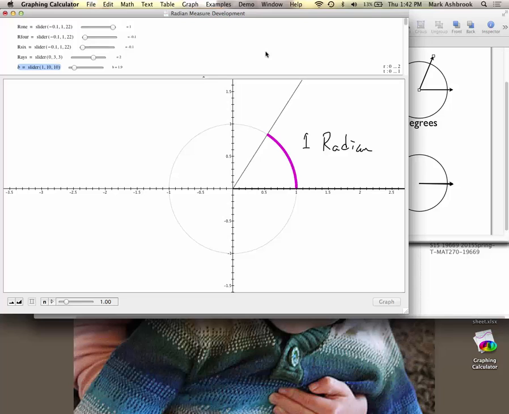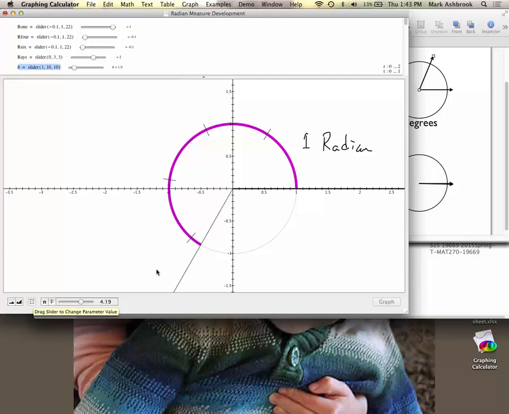Okay, so that's 1 radian. And then we said, here is 2 radius lengths. What's the openness of that angle? 2 radians. Okay, this is 3 radius lengths of arc length. What's the openness of the angle? 3. Okay, so we can keep going.